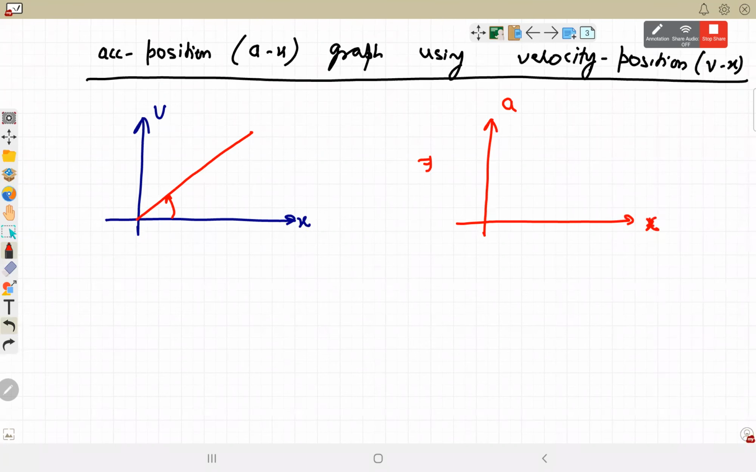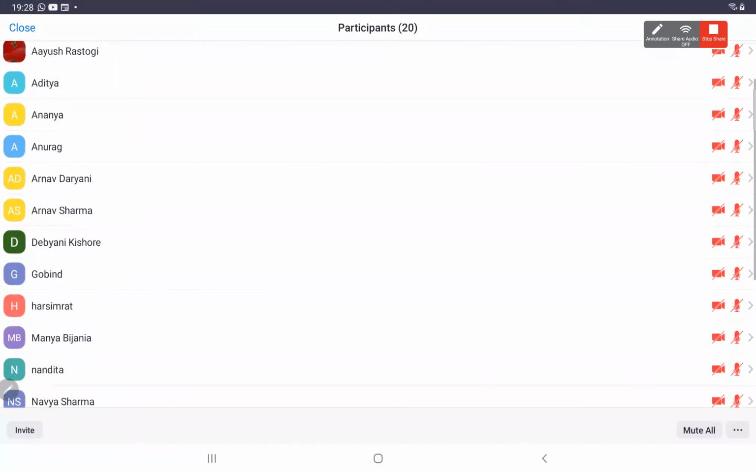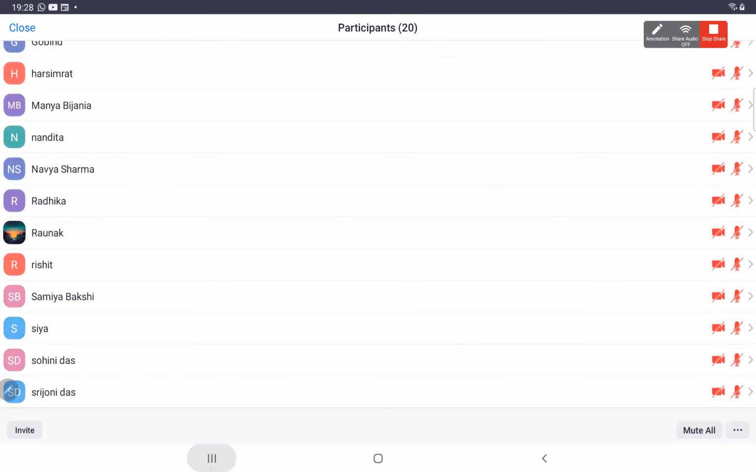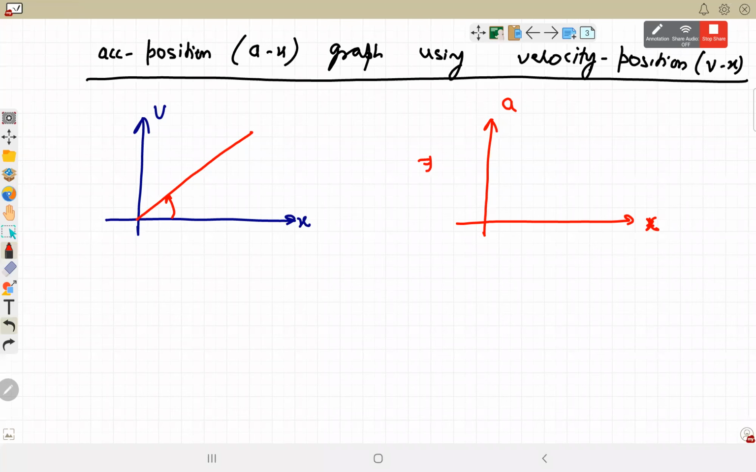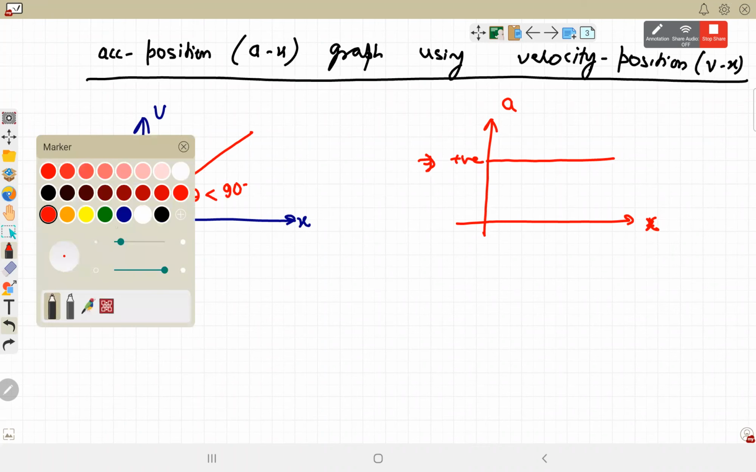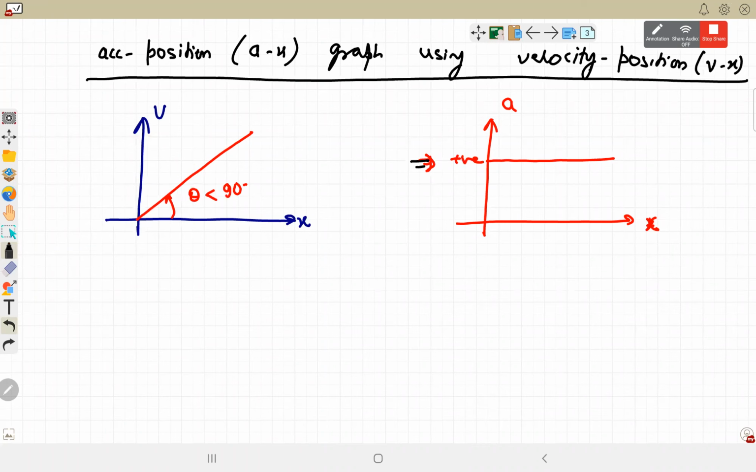Okay, who will tell? Manya, are you there? Yes, very good. So can we do that? Here theta is less than 90, so tan theta is positive. So is it correct? Is it correct? Sir. Okay. No, it's not correct.